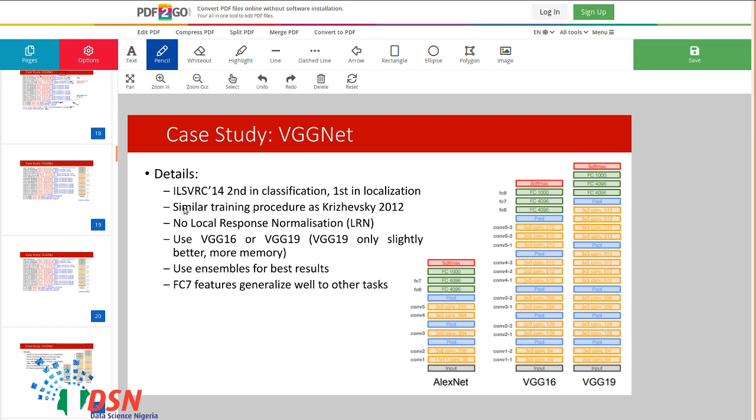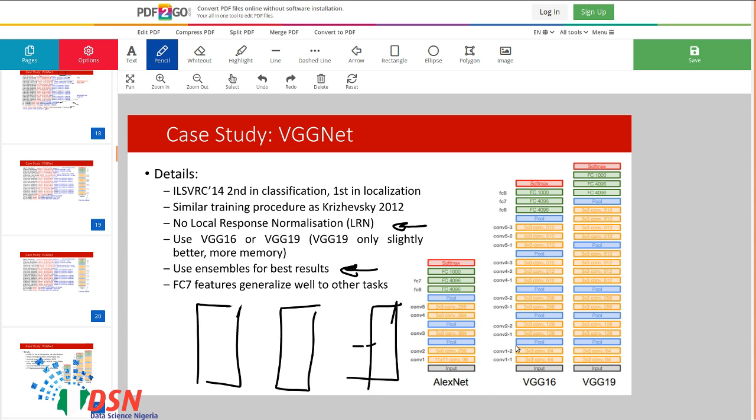And so as you could see, they didn't use a normalization layer, and they use an ensemble of models to get the best results. So they trained different networks with the same architecture, and then use voting or ensemble the results to get the best result. Okay.